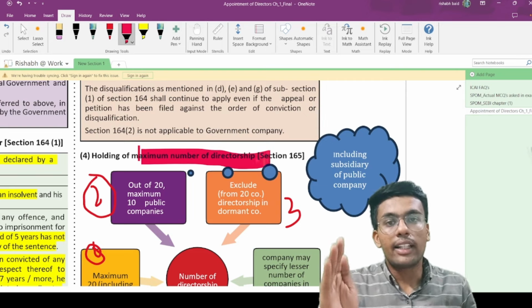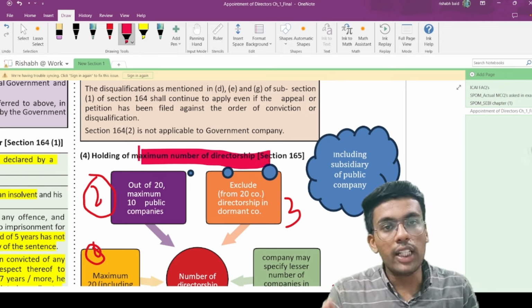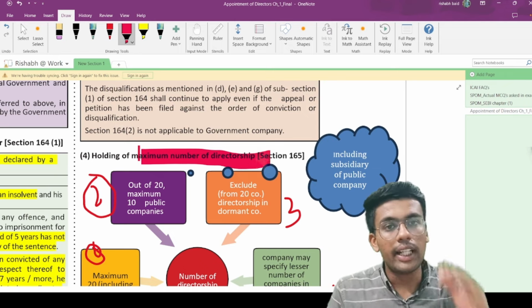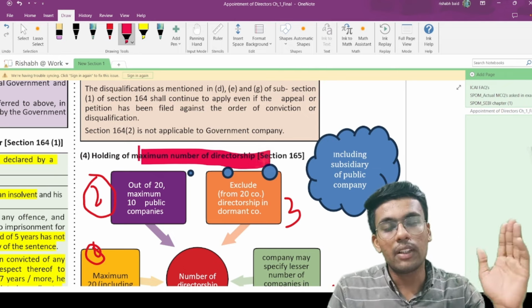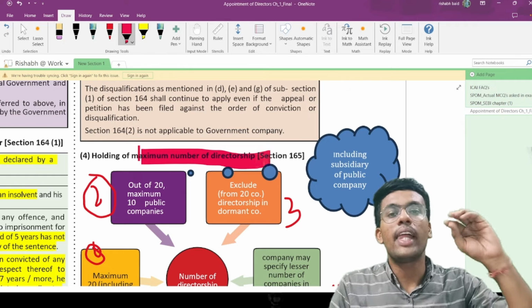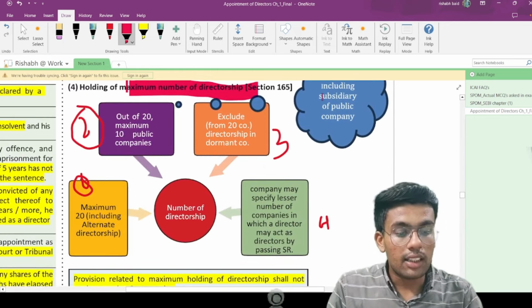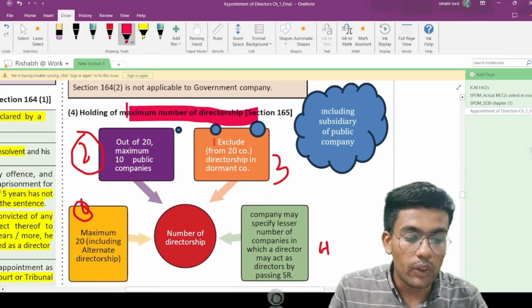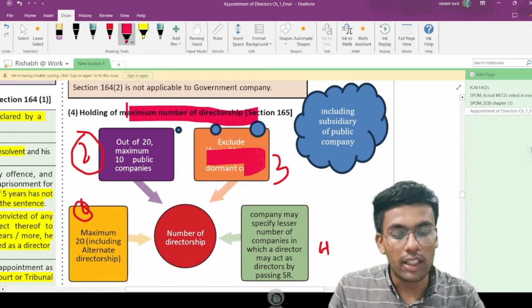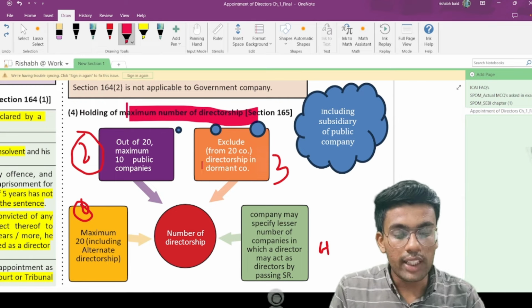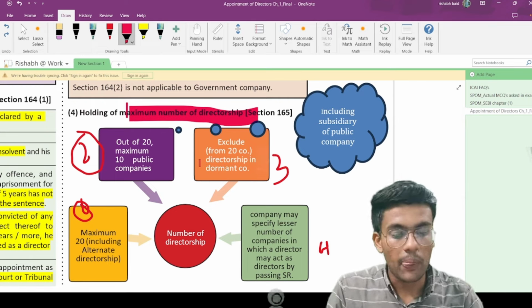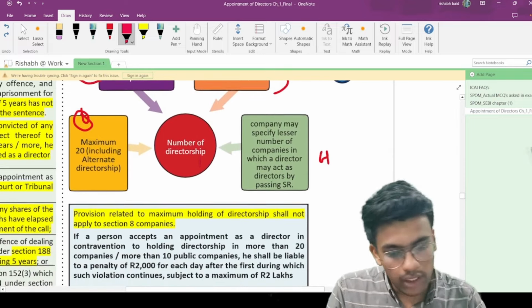So 10 would be public companies out of 20, including your subsidiaries of public company, and 10 would be other companies. Let's say one-person companies, small company, your private companies, any other kind of company. But this one, dormant company is being excluded from this particular directorship limit of 20. So the limit of 20 is not applicable in case of dormant company. This is the point which I wanted to discuss.